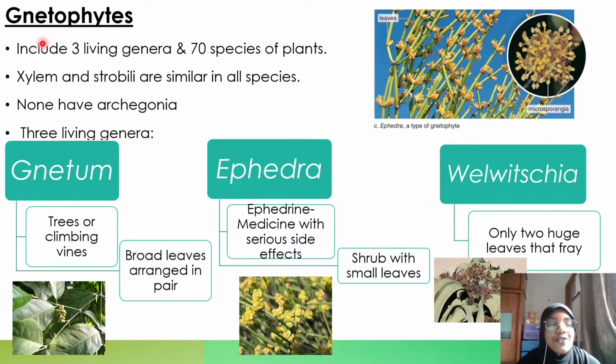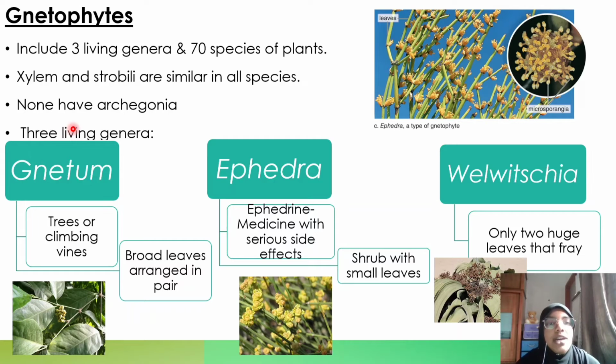The last group of gymnosperms is the gnetophytes. Gnetophytes include 3 living genera and 70 species of plants. The xylem and strobilus are similar in all species. The strobilus is actually the cone of gnetophytes, this one. So the cones of gnetophytes look alike.